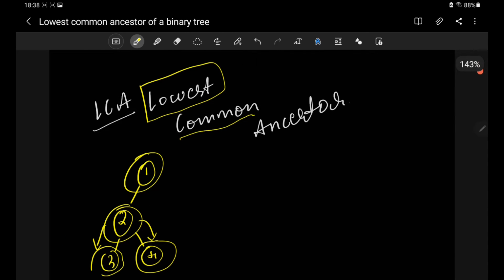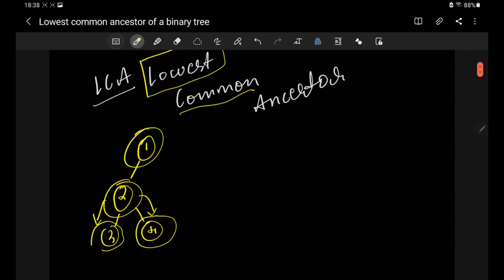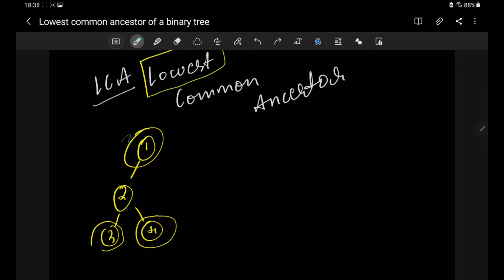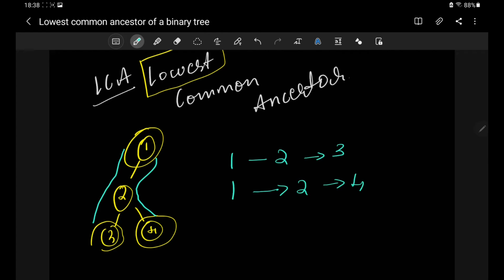And common, let me explain the basic definition. If we take a path from 1 to 3, it will be 1, 2, 3. And if I take a path from 1 to 4, it will be 1, 2, 4. So which is the node that's common here? 2, right? 1 is also common, but 1 is on the top, it's not the least one. And ancestor means it is the ancestor.